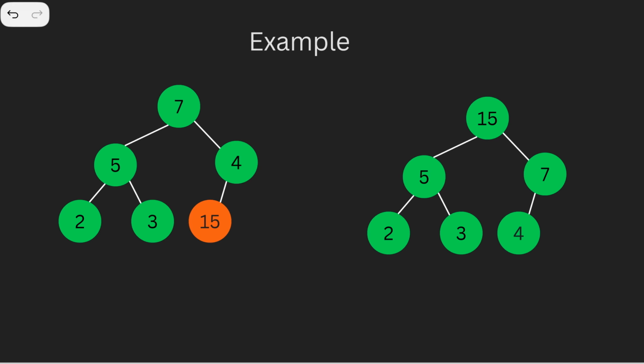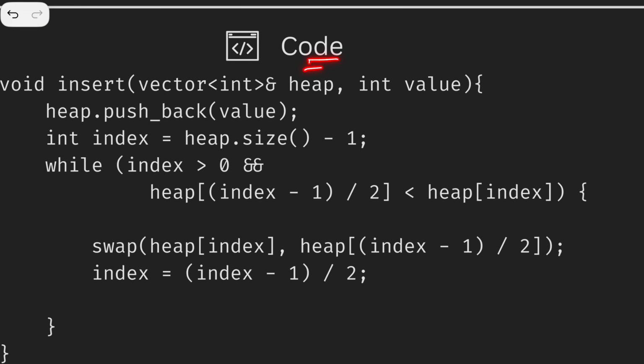So what we do? We will compare this 15 to its parent, and how do we compute the parent? Remember, the parent is going to be (i minus 1) divided by 2. So first we check 15 and 4. Now 4 is less than 15, so we swap. Now we have 15 here and we have 4 here. Now we again check 15 and 7. Well, the value of 7 is smaller than 15. So we swap again. And that's how we manage to correct the heap. Let's look at the code now.